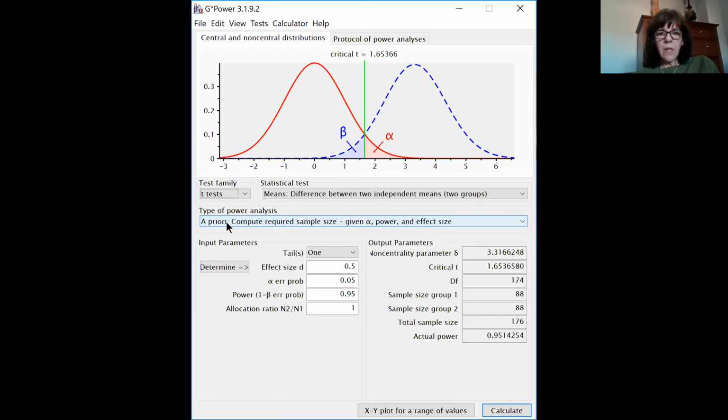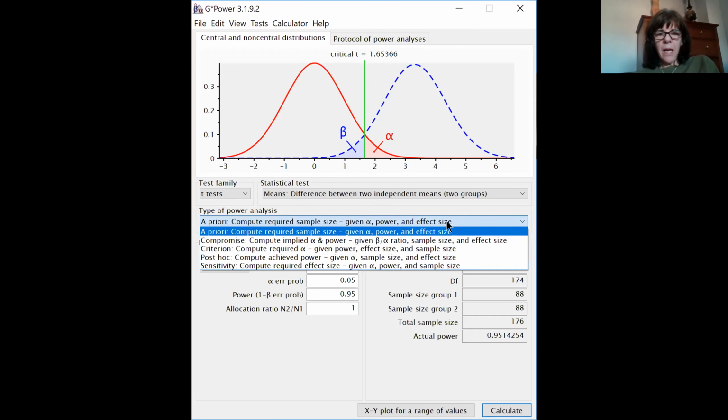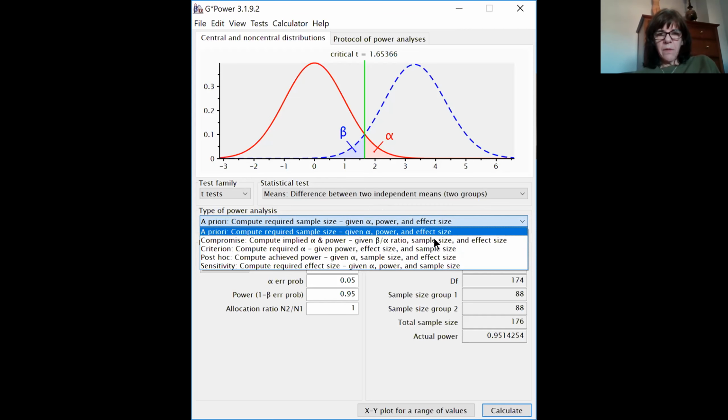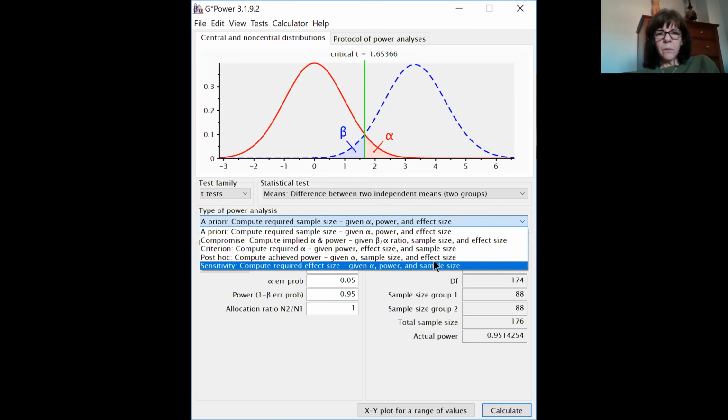So as I said, there's a priori: compute the required sample size given alpha, which is usually set for you at 0.05, the power that you desire, how strong you want your ability to detect an effect if an effect is there, and the effect size. The hardest one of these to come up with is the effect size, and I'll talk about that in a minute. It also has post hoc tests and a couple of other ways of thinking about power.